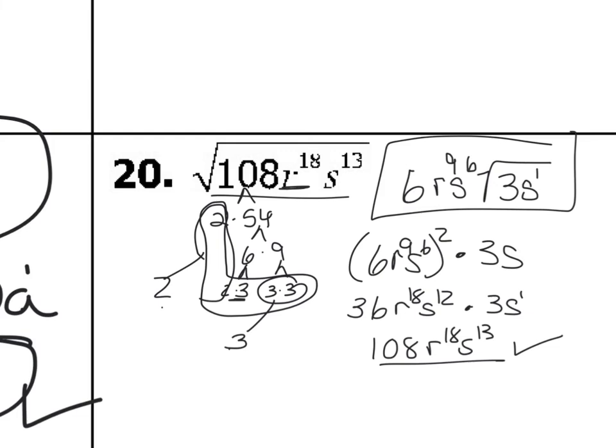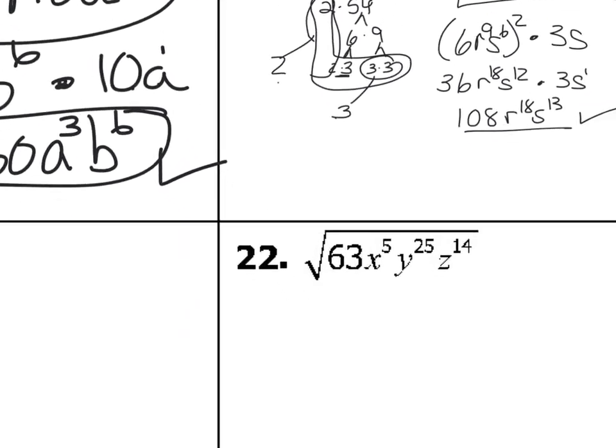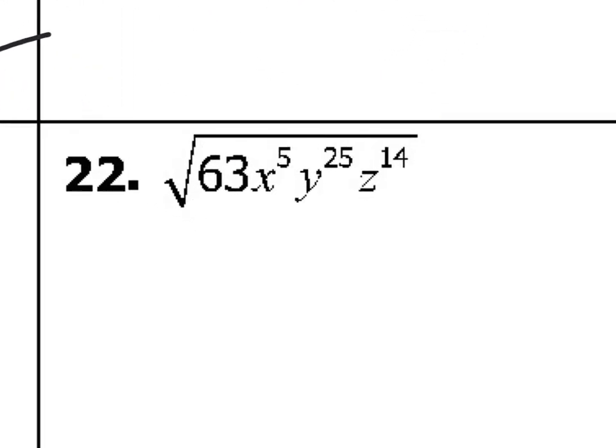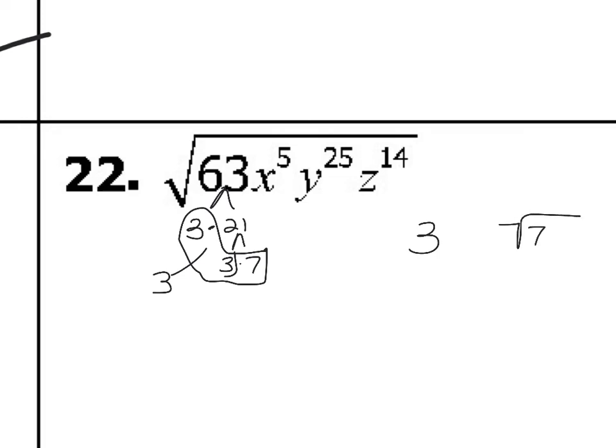Let's see. Okay, 63 is 3 times 21, which is 3 times 7. So my prime factorization, I got a pair of 3's comes out. So a pair of 3's come out, and 7 stays home. Now my variables, x to the 5th. So 5 divided by 2 is 2, with a remainder of 1 that goes in the house.